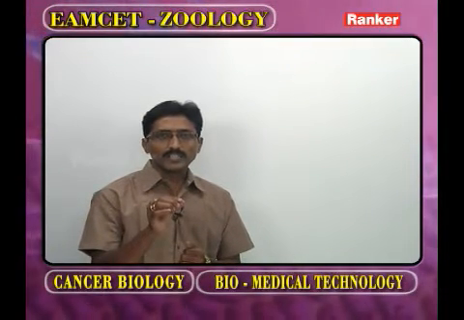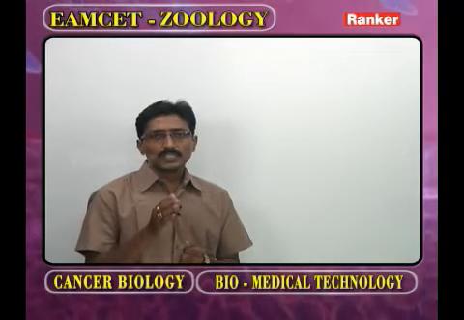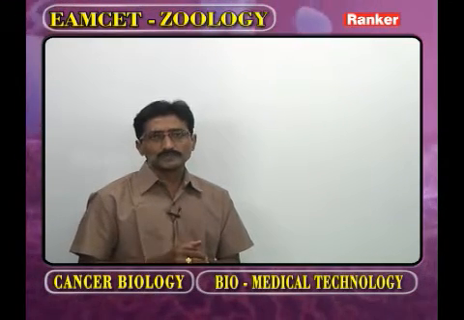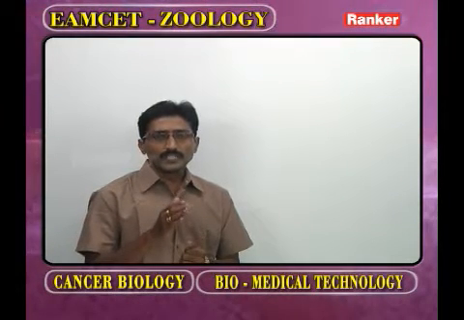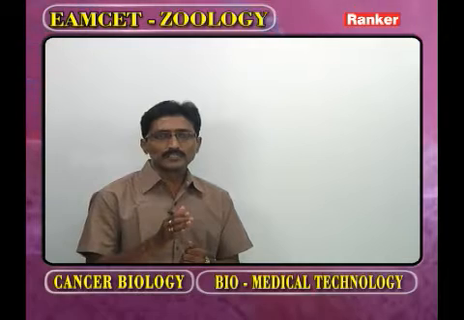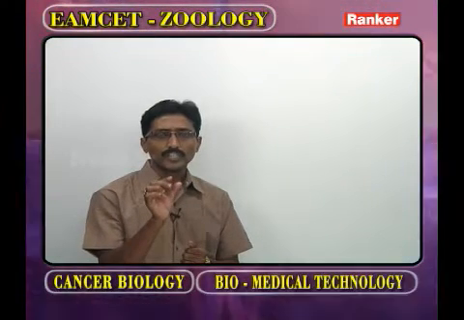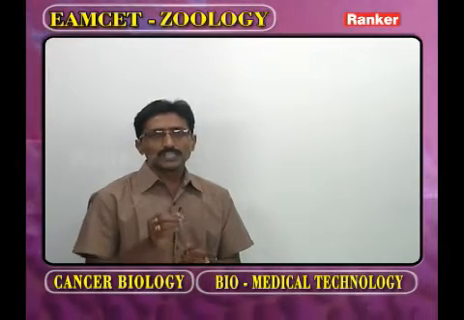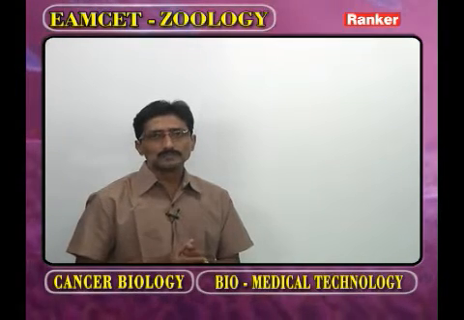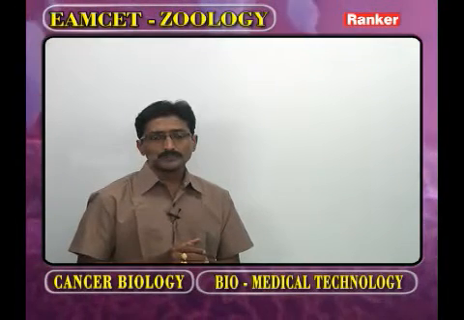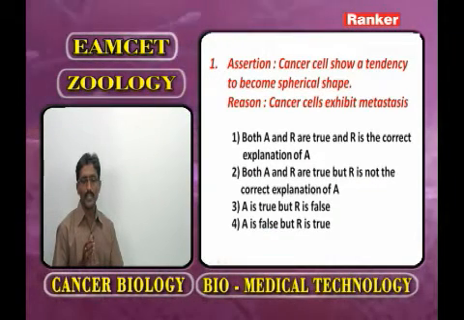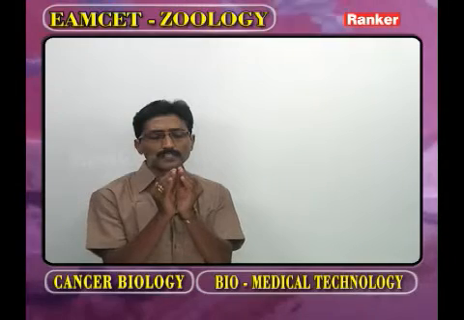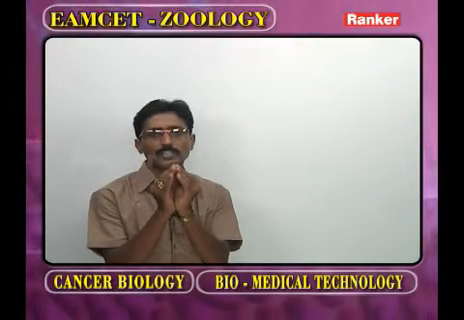Whenever the control over the cell cycle is lost, the cell continuously divides. If the cell continuously divides, that leads to formation of a new group of cells. That we call neoplasm or tumor. Now here one assertion is the cancer cell shows a tendency to become spherical shape. Now as we observe the cancer cell, it appears to be spherical in shape.